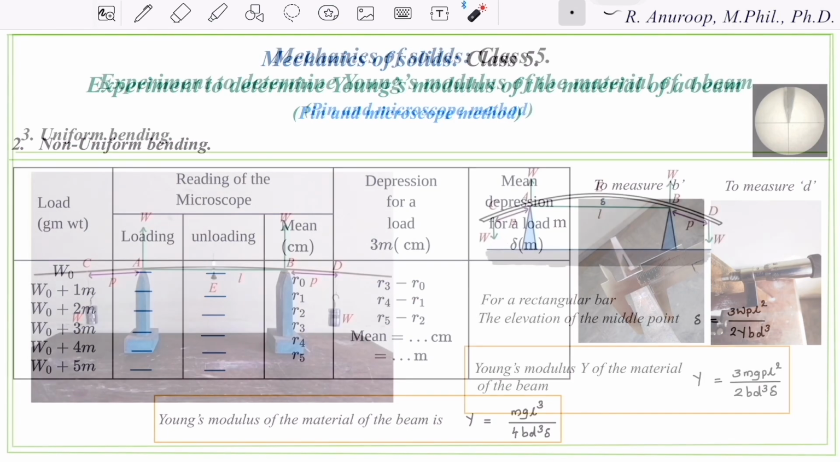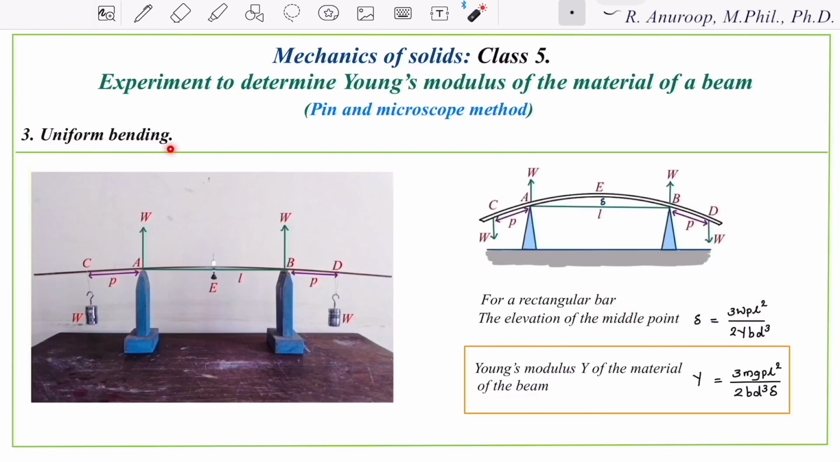Hello everyone. Our next experiment is uniform bending. Let us study how uniform bending can be used to determine the Young's modulus of the material of a beam. Here also we will use the pin and microscope method. Before going to the experimental part, let us briefly revise uniform bending.